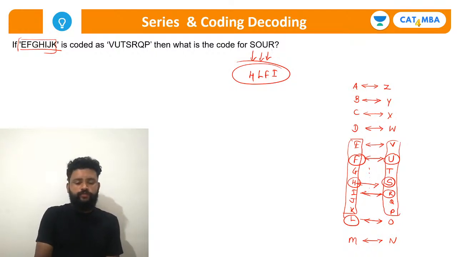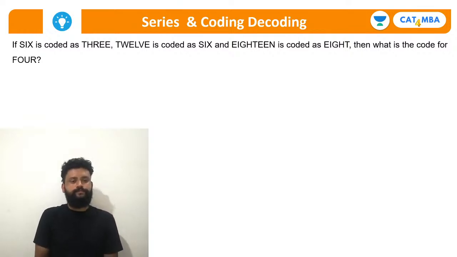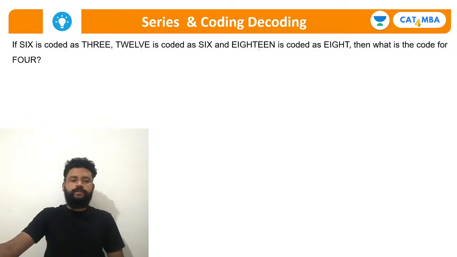Okay. So we'll move to the next question type, which is again a typical question type from coding decoding. Think about it quickly. 6 is coded as 3, 12 is coded as 6. It looks like a very easy one in one go, but it's not that easy. 6 is coded as 3, 12 is coded as 6, 18 is coded as 8. Guys, please answer it quickly. What will be the code for 4? Anyone?